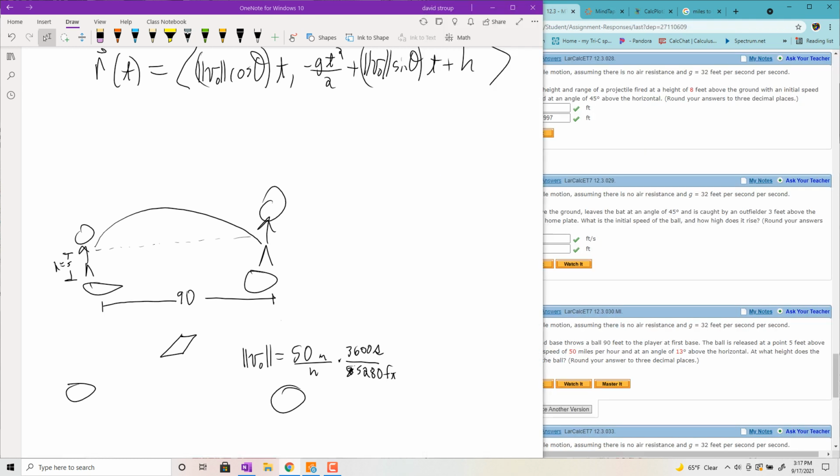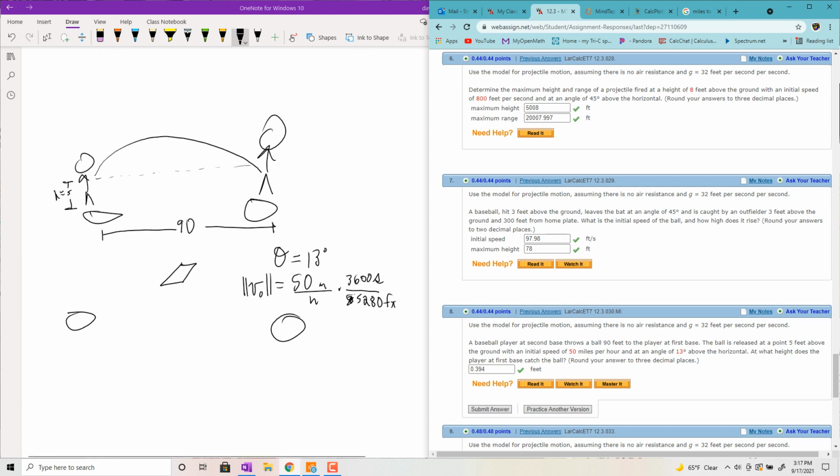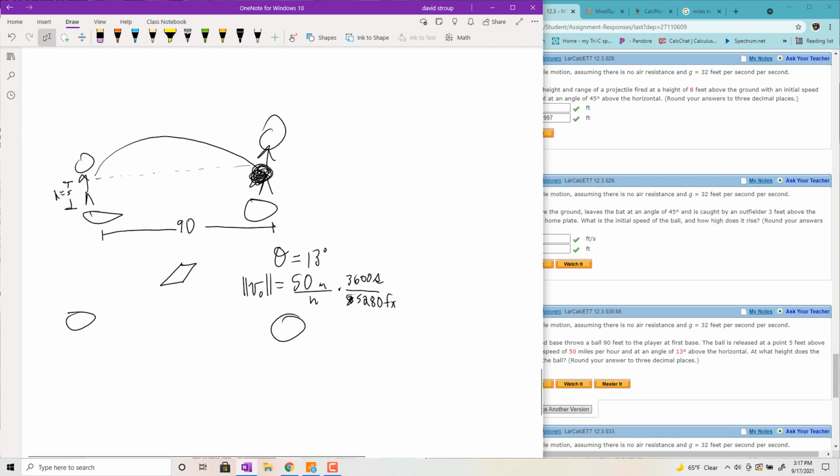Then they tell you theta is equal to 13 degrees. The ball is released 5 feet above the ground, initial speed of 50 miles per hour, angle 30. At what height does the baseball player catch the baseball? So this point here that the other guy is catching it, it's supposed to be a mitt or something. That point is going to be 90 comma something. I don't know the height. That's what I'm trying to find out. But the x coordinate, the distance x, is 90 feet. I just have to figure out the height, y.